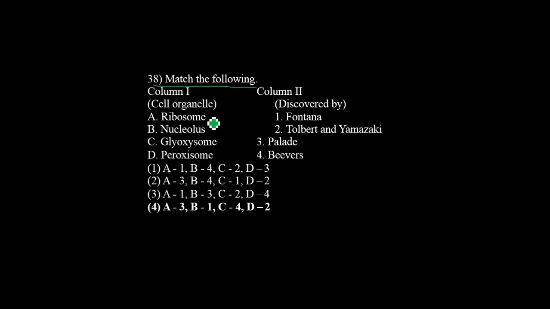Match the following. Ribosome is discovered by Palade. Nucleus is discovered by Fontana. Next, glyoxysome is discovered by Beevers. Next, peroxisome is discovered by Tolbert and Jahnke. Hence, for question number 38, option 4 is the correct answer.